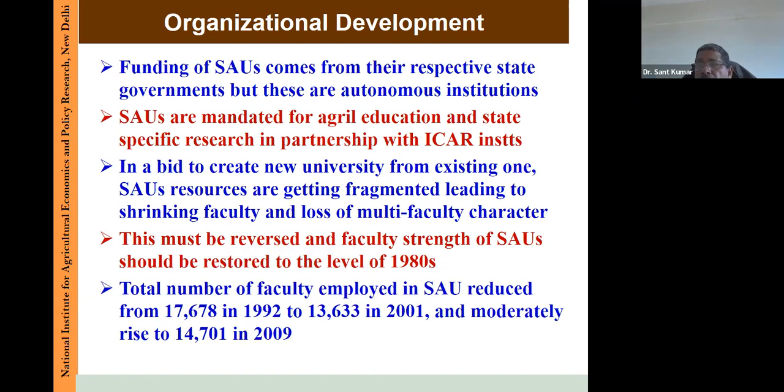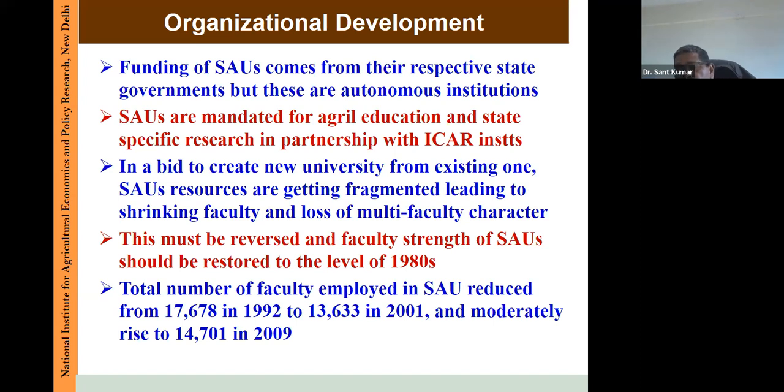So in the process of organizational development, the funding of SAU comes from their respective states, as you all know. But these are autonomous institutions. They are mandated basically for agricultural education and state-specific research in partnership with ICR institutions. So in a bid to create new universities from the existing ones, the ICR resources are getting fragmented, leading to shrinking of the faculty number and the loss of faculty character.